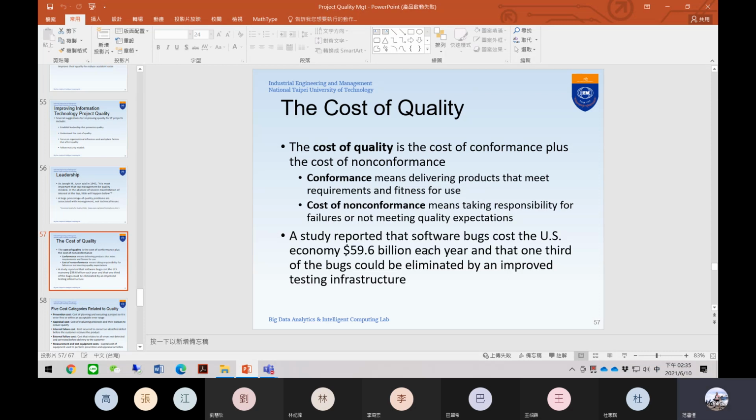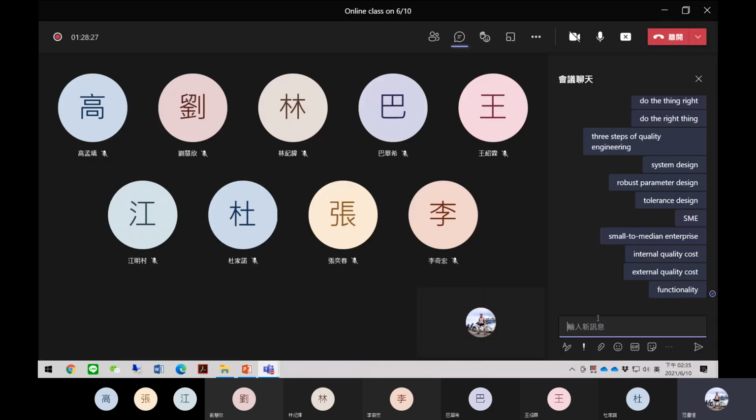A study reported that software bugs cost the United States economy about $59.6 billion each year, and that one third of the bugs could be eliminated by an improved testing infrastructure. Of course. This is also known as the sign-up costs.